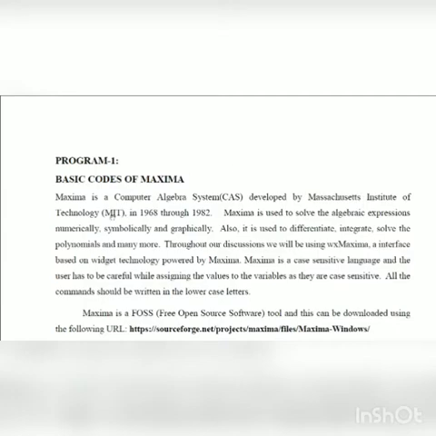First of all, what is meant by Maxima? It's one of the freely available open source software. It is called a fast tool. There are plenty of fast tools available, which make it easy to find the solution of algebraic expressions symbolically, graphically and numerically. And also we can differentiate, integrate and do many things.